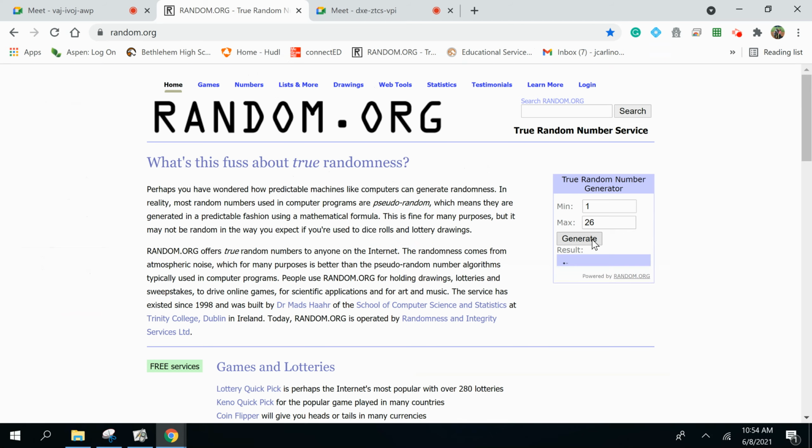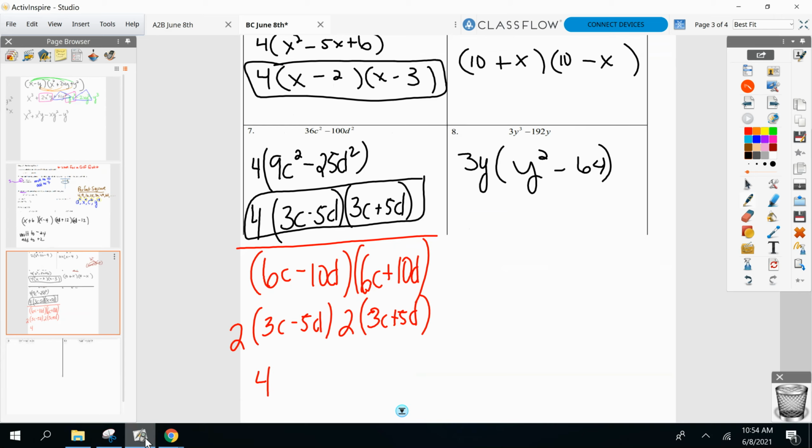I can keep going. Ellie, what can I do with y squared minus 64? It's a perfect square. Yep. So here we go. Y plus what and y minus what, Ellie? What's 64 a perfect square for? 8. Yep. So it'd be y plus 8 and y minus 8. There you go. And then I just got to make sure, everyone, bring down your GCF of 3y to finish the problem off.